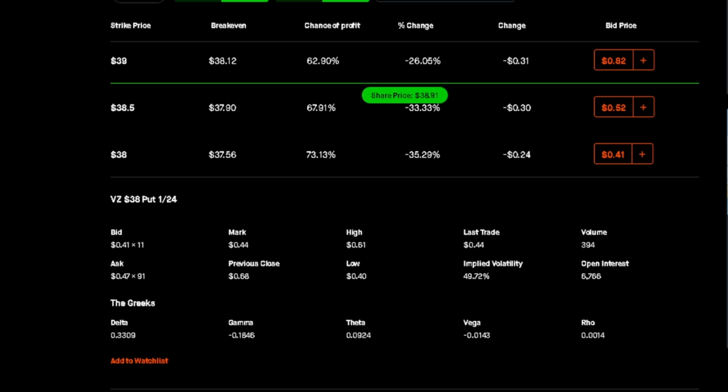The spread between the bid and ask prices represents the difference between supply and demand. A narrower spread means that there's more liquidity, and liquidity just means that there's more volume, more people trading that option in the market. And a wider spread could indicate less activity or interest in that particular option.